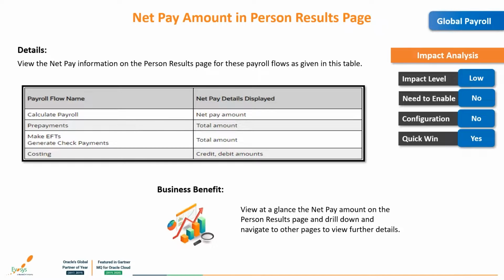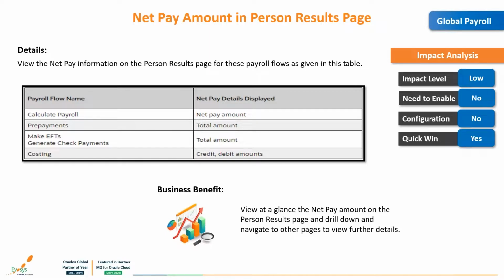Now in the responsive UI as well, Oracle is going to give us the net pay information on the person results page itself for the following payroll flows: calculate payroll, prepayments, make EFTs, generate check payments, and costing. These values are going to be available in the payroll person search page itself.